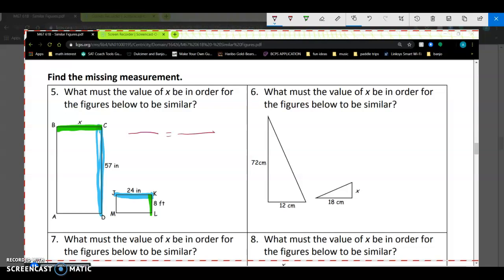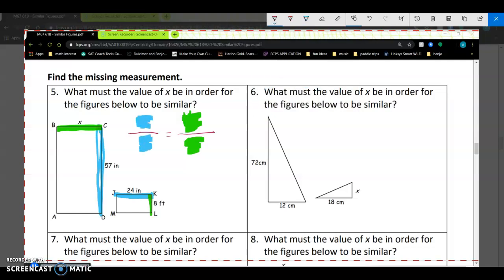Now first, let's use these blue sides. I'm going to mark our green sides over here, and our blue sides over here.